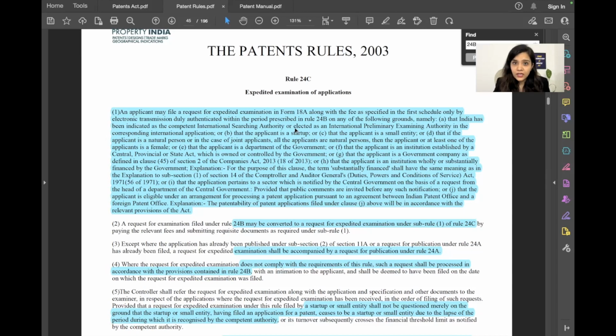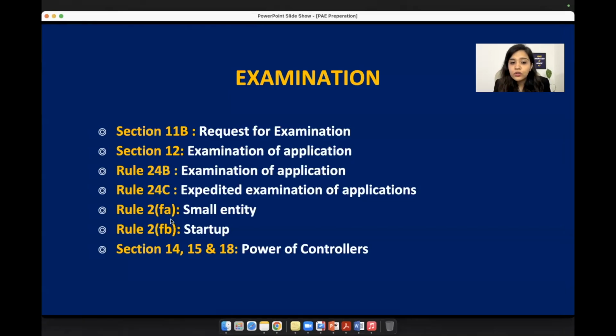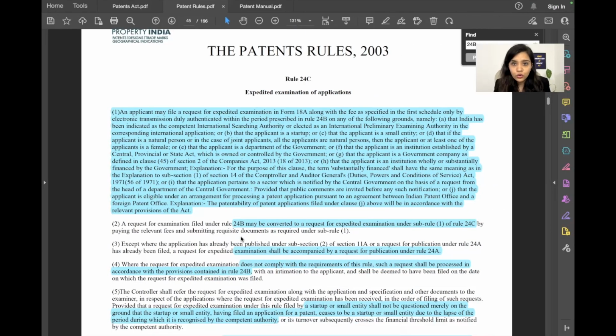So A is India is either an ISA or an IPEA in the international application. B is startup and C is small entity. So with startup and small entity, you should read rules 2FA and 2FB. So let us go through those rules as well, and let me show you what is written in those rules.